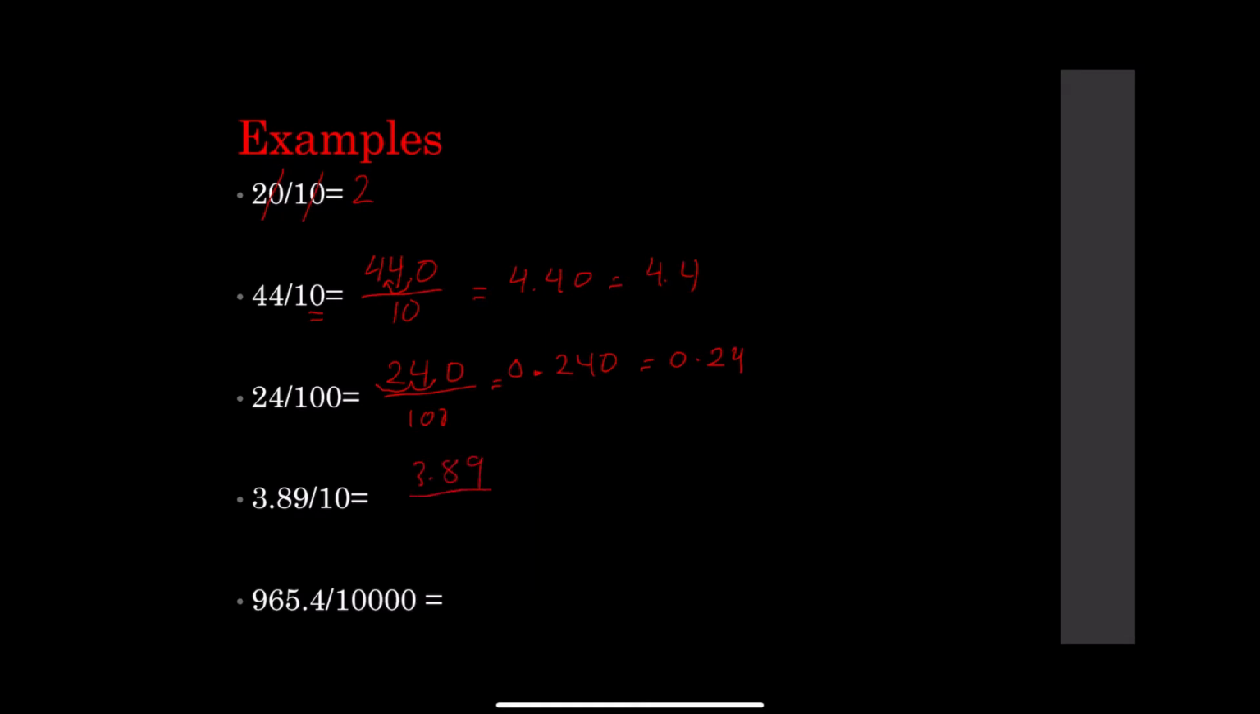3.89 divided by 10. We know that this decimal point should be moved to the left one place value. So the answer is going to be 0.389. But since nothing is to the left of the decimal point, we need to add 0.